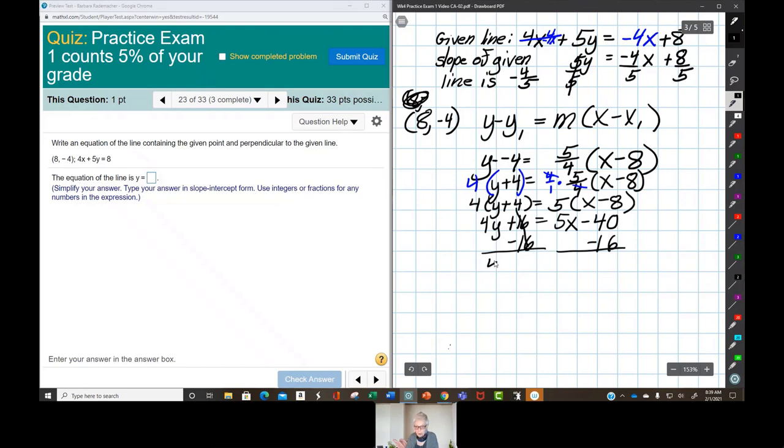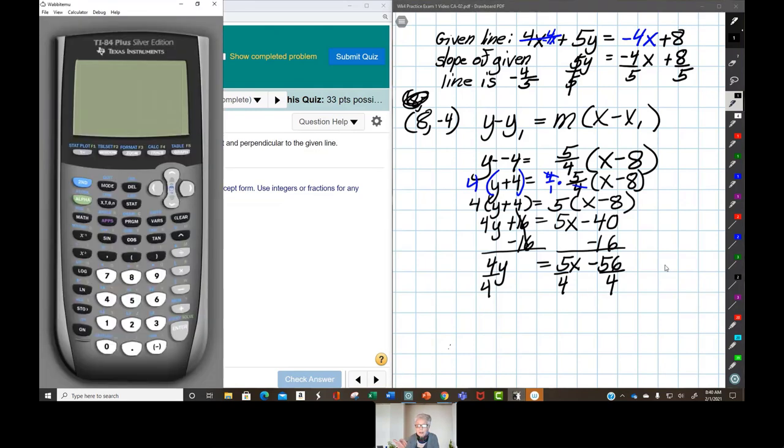Boom. So 4y equals 5x. I take away 40, I take away another 16, so I've taken away 56 of whatever. Then I divide by 4, and I divide by 4, and I divide by 4. But it's good to feel insecure about fractions. I can look at this and see that 2 will go into both of these. Maybe 4 will. So let's give it a try.